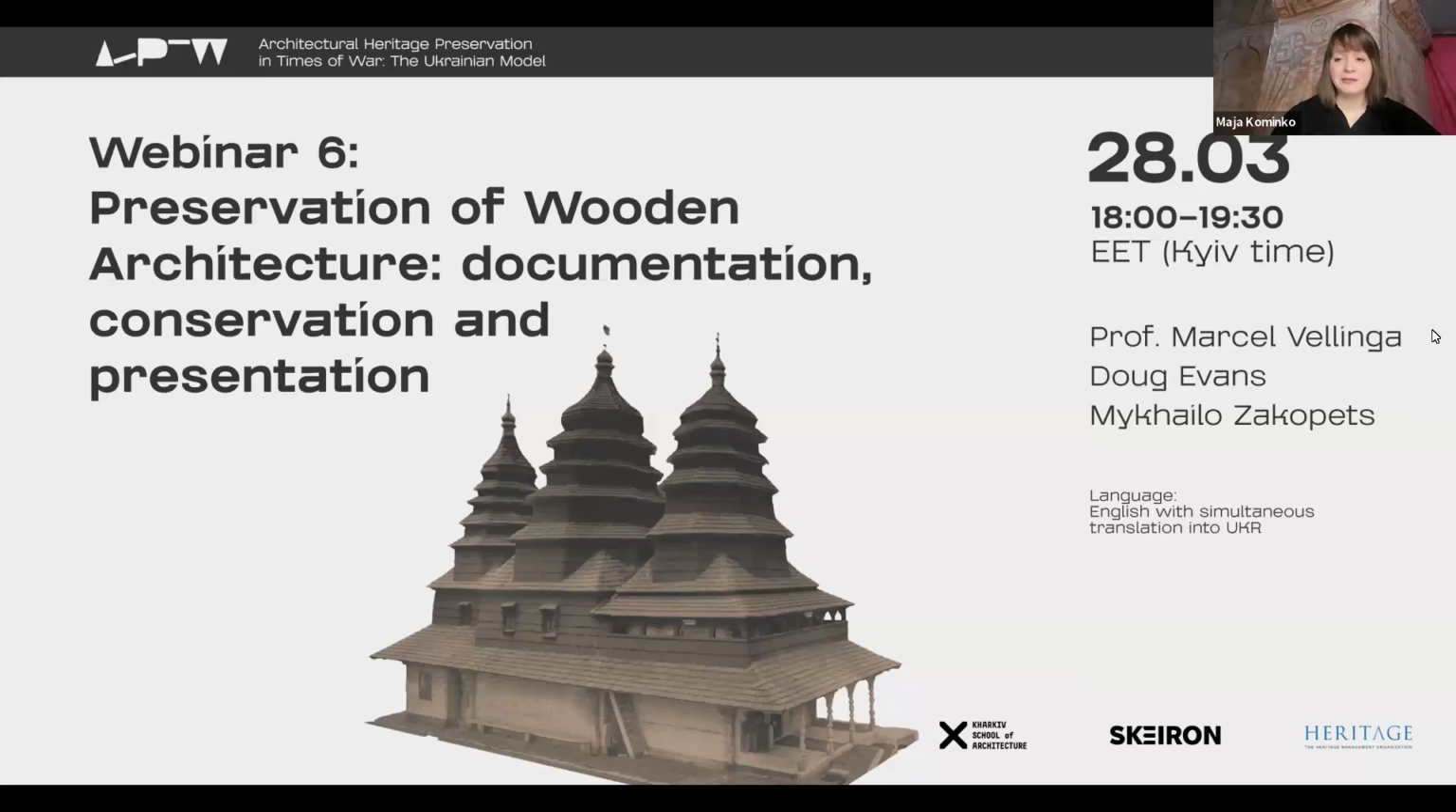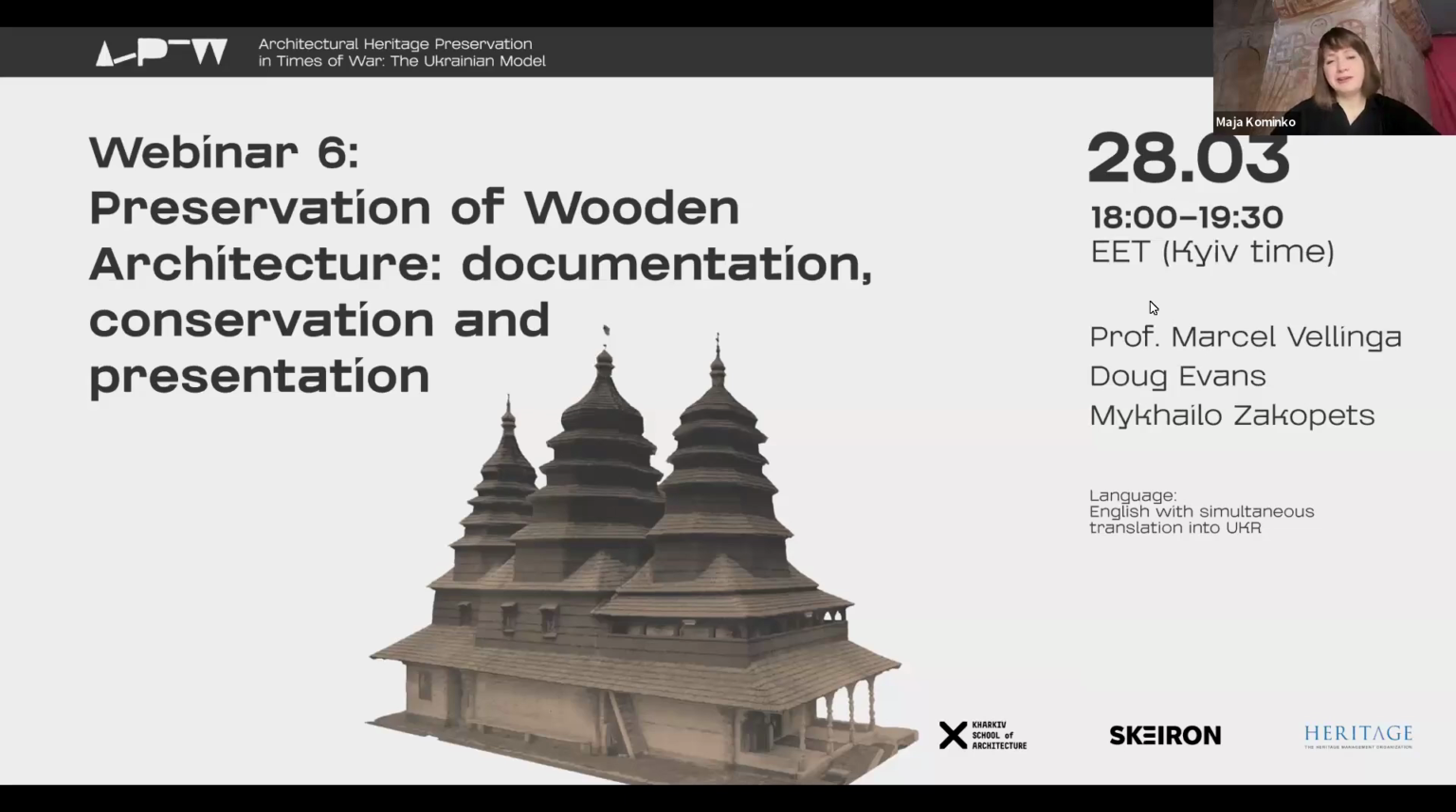And today I'm absolutely delighted to introduce 3 wonderful speakers. Professor Marcel Velinga will speak first. Professor Velinga is the director of the Endangered Wooden Architecture Programme at Oxford Brookes University. He specializes in the anthropology of architecture, vernacular architecture, rural architecture regeneration, and culture and sustainability. Then we will have a presentation from Doug Evans, who is the chair of ICOMOS UK Wood Forum, and I believe also Canadian Wood Forum of ICOMOS. He is a heritage consultant, trained as an architect with over 40 years of professional experience in the conservation and adaptive reuse of historic buildings.